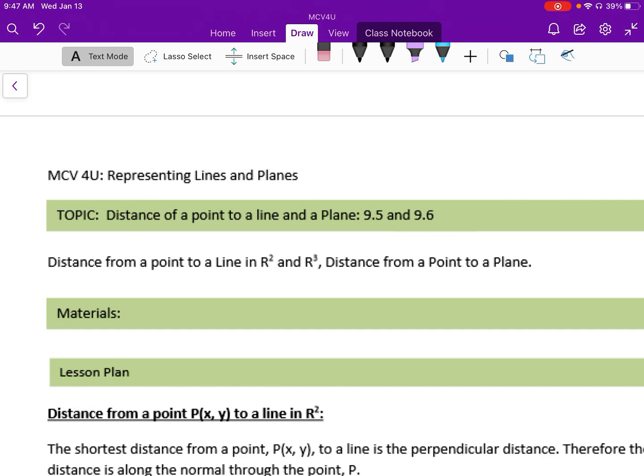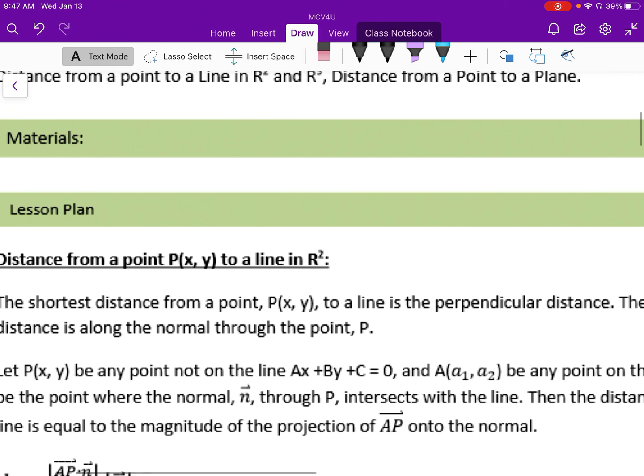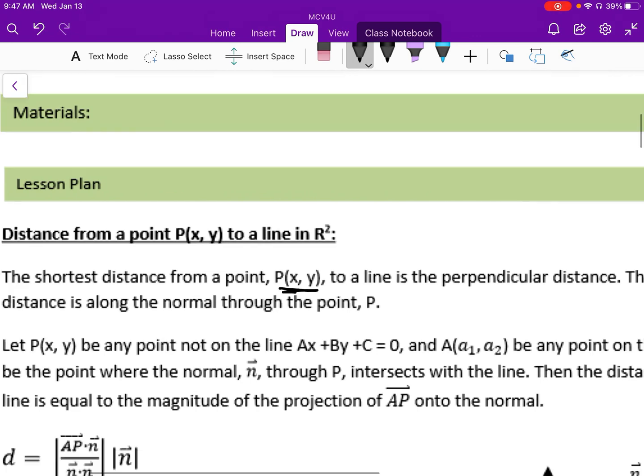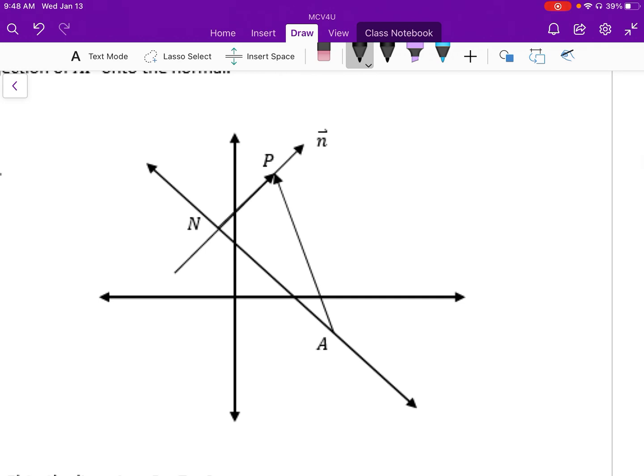But let's take a look, first of all, at the distance from a point to a line in 2 space. We've got our ordered pair. We know that the shortest distance between any two objects is a perpendicular distance. So that's what we're going to be seeing. What I want you to take a look at is the diagram that we have. Point P is our point that's off the line somewhere.